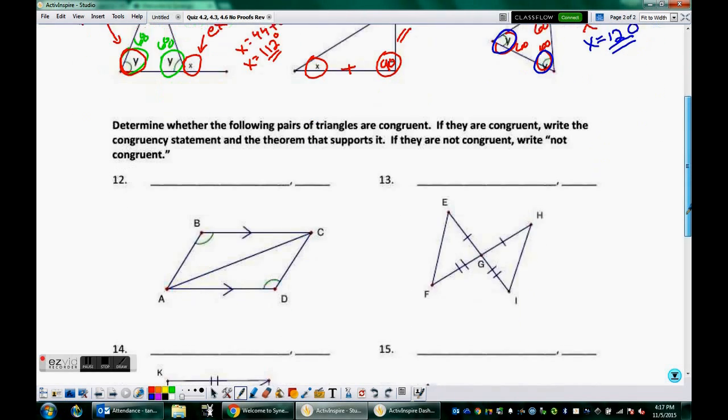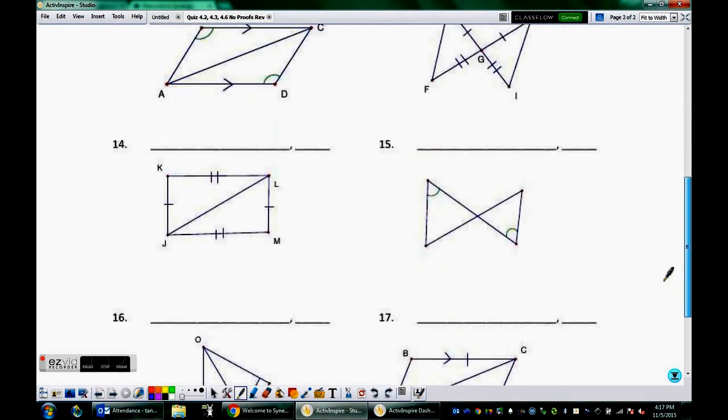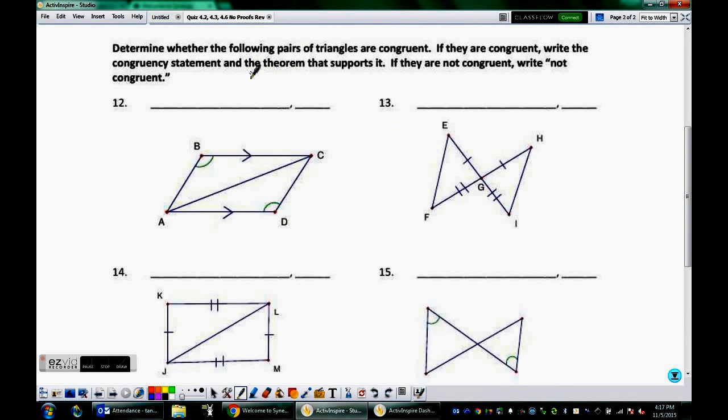Last section here, 12 through 17. So we got to figure out if the following are congruent. If they are congruent, we're going to write the congruency statement. So what I mean by that is like triangle ABC congruent to triangle ... Okay. When I ask for the theorem, that's talking about like side, side, side, side, angle, side, angle, side, angle, angle, angle, side, and HL. If it's not one of those 5, then it's going to be not congruent. And that's all I got to write.